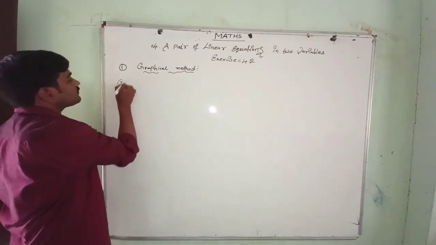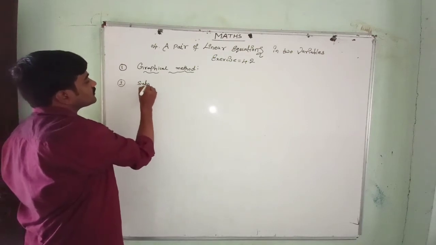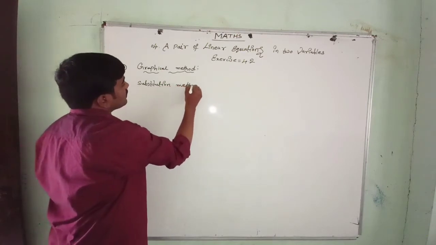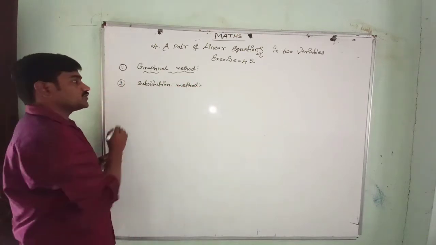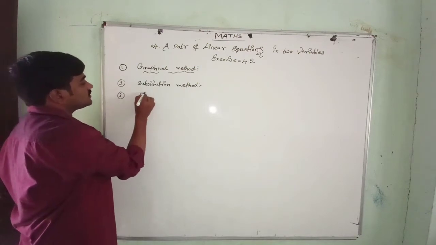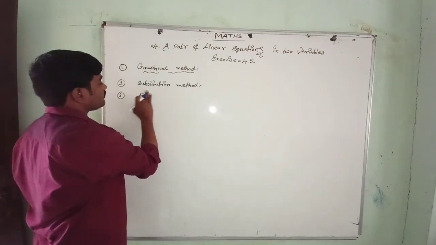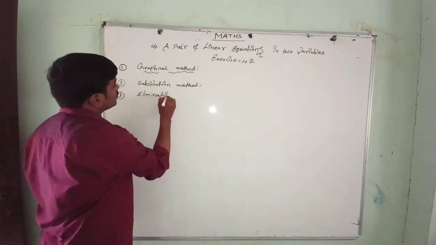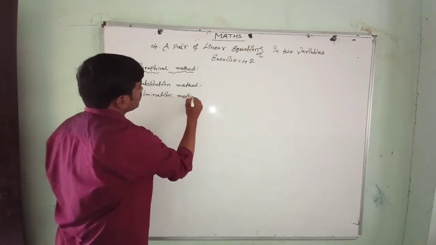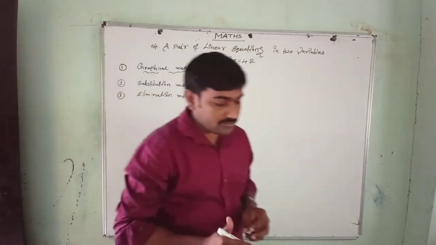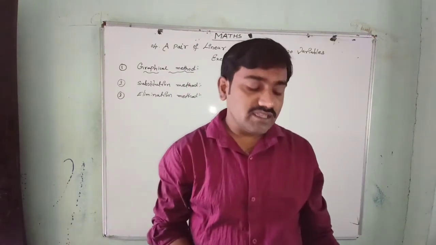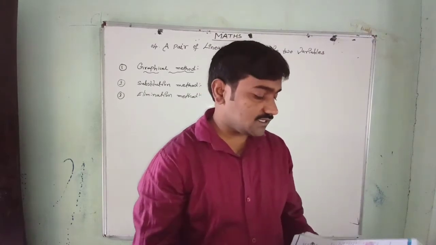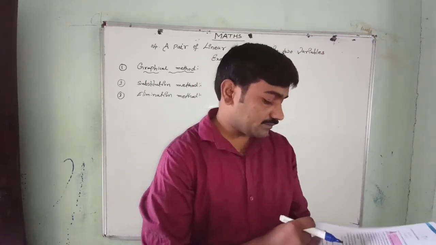Then the next one is the substitution method. The third one is the elimination method. So, in these three methods, we will solve a pair of linear equations in two variables.